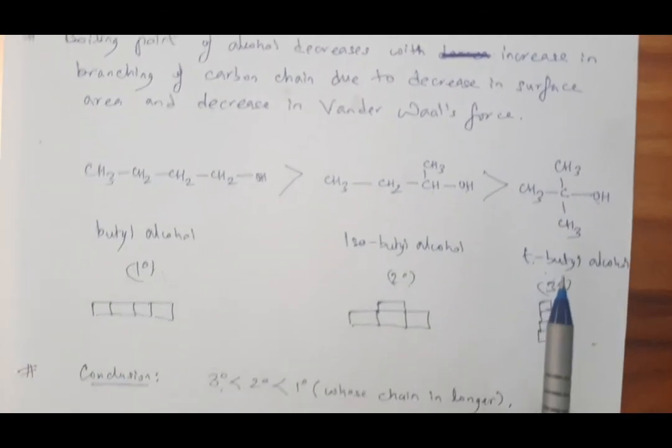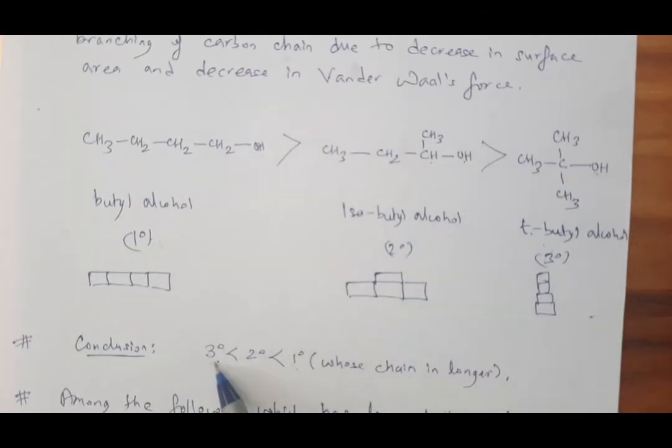So the conclusion is like this, students. Always remember tertiary has the least boiling point, more than that is secondary, more than that is primary, due to more surface area, more van der Waals force, more boiling point. Due to less surface area, less van der Waals force due to branching, so lower boiling point. But in primary, which will have the higher boiling point? The one whose carbon chain is longer.